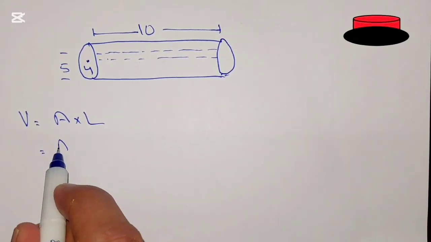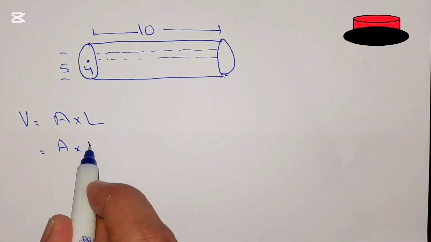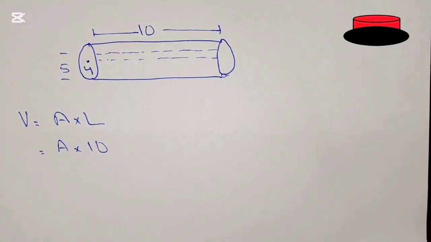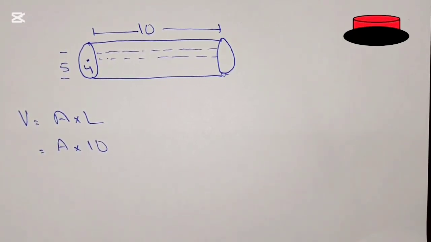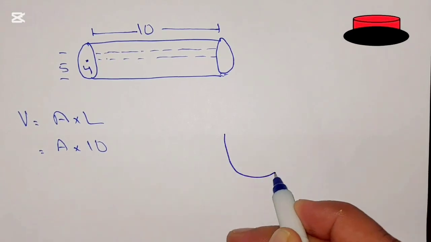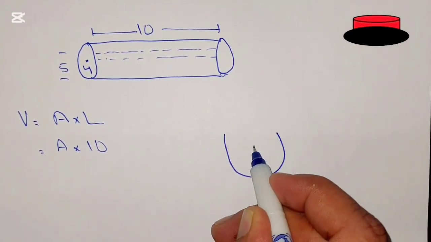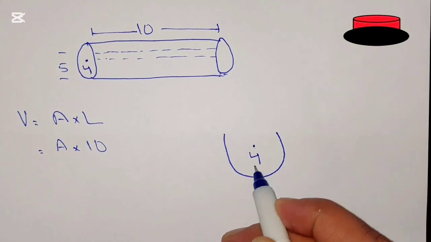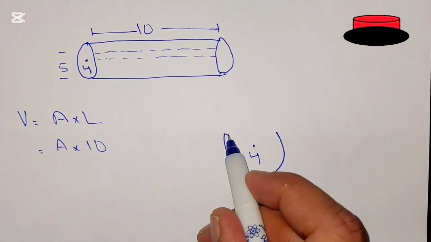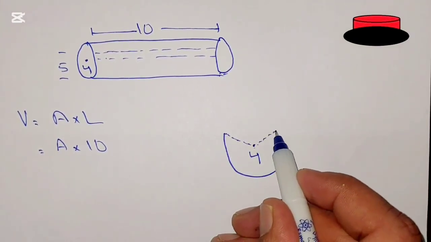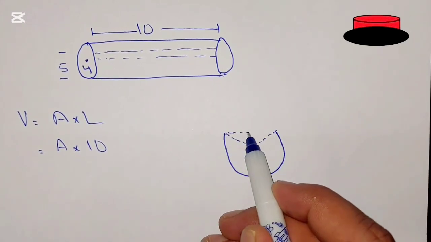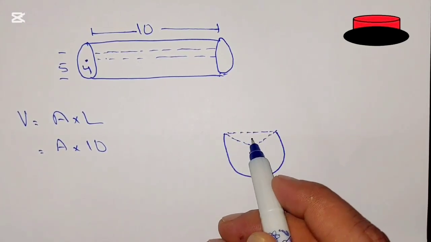So it is equal to area multiplied by length. We know the length is 10 meters, so first of all, we have to find out the area. So we are drawing the segment from the same figure. This is the radius 4 and this is the height of the volume of water.